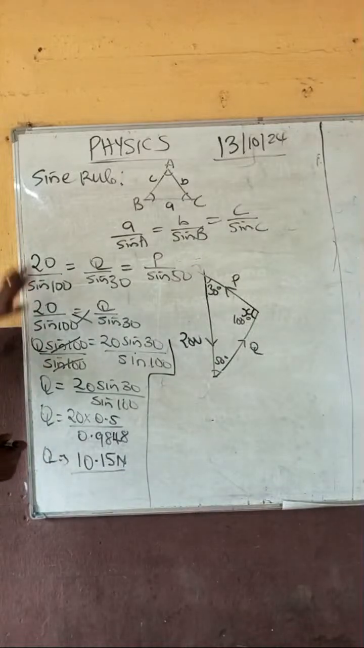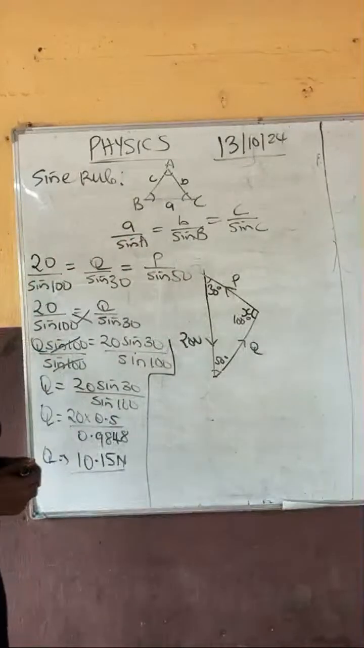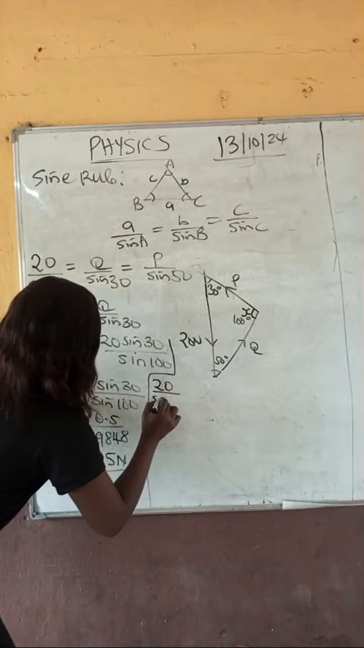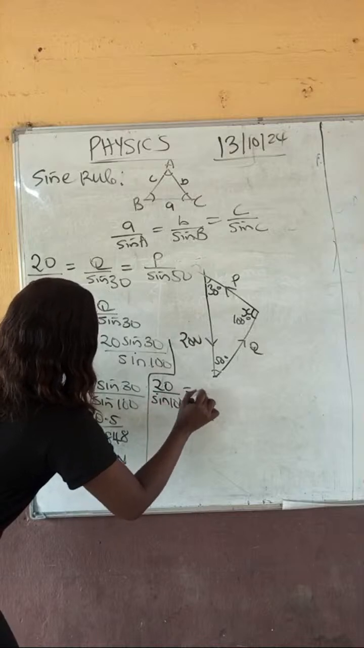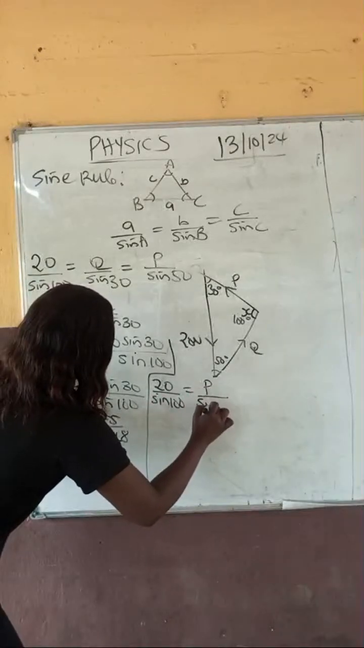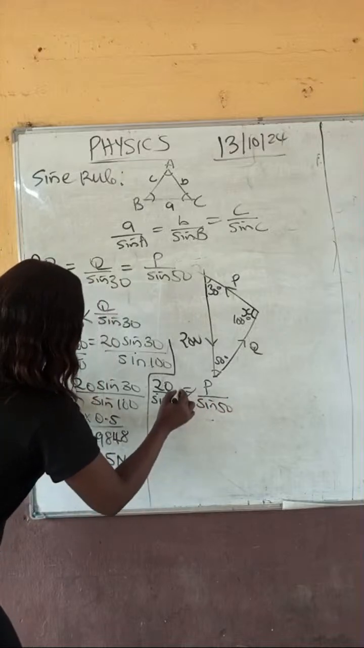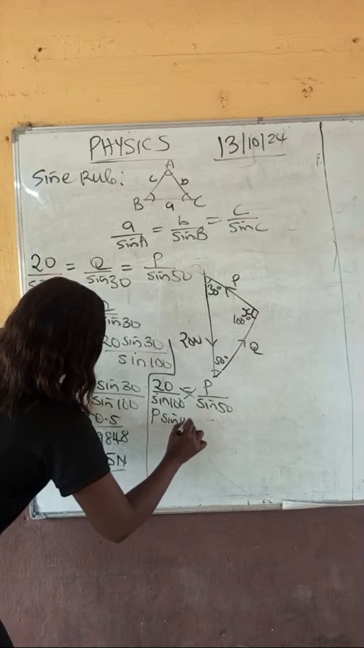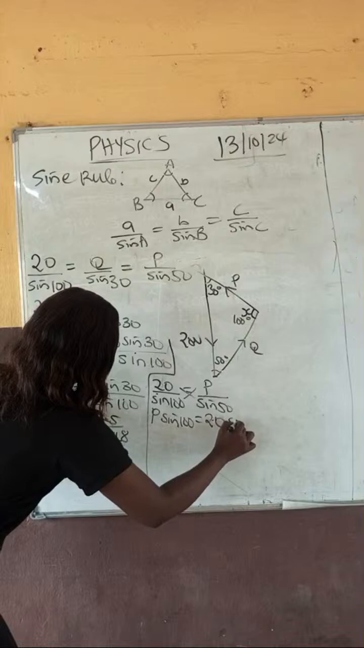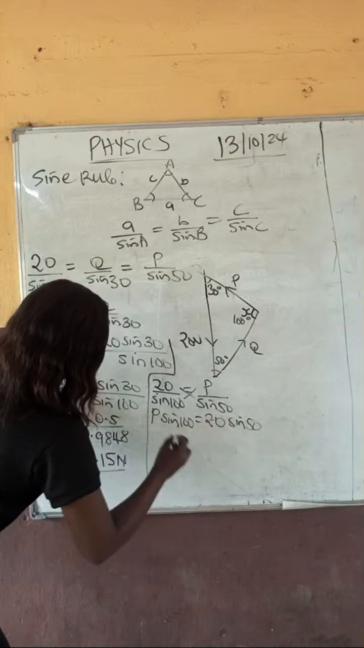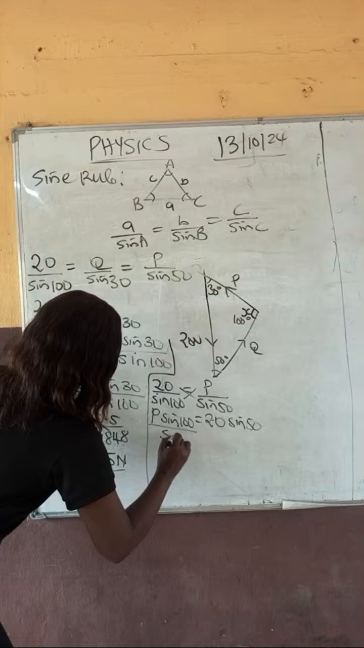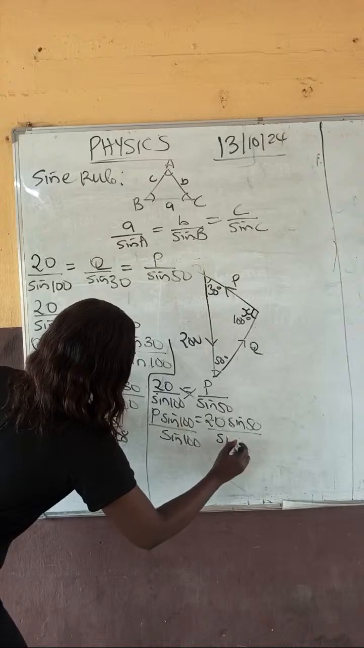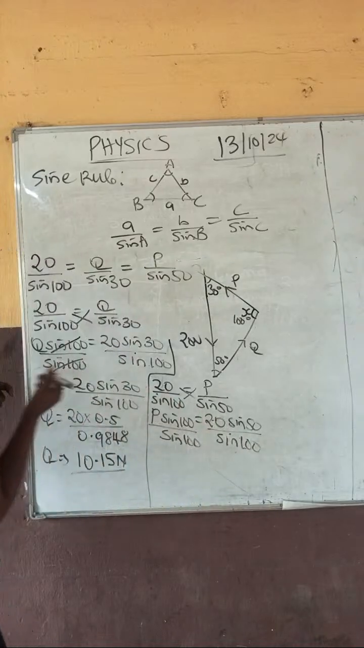The next thing I'm going to do is use the same method. In this case, I'm going to equate this and this to get my P. Going by that, I will say 20 over sine 100 is equal to P over sine 50. Cross multiply: P sine 100 is equal to 20 sine 50. Then I divide both sides by sine 100.